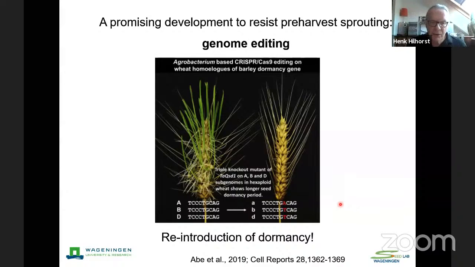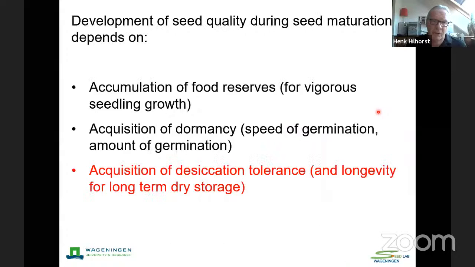And then you can see that here there's no pre-harvest sprouting, while here at the same developmental stage, there's a lot of pre-harvest sprouting. So actually what you do is you reintroduce dormancy. I think this is very spectacular. It's quite recent, it's 2019. So that is very promising, and it's a lot quicker than using quantitative genetics and breeding and conventional breeding.